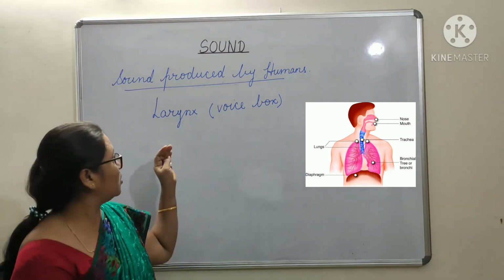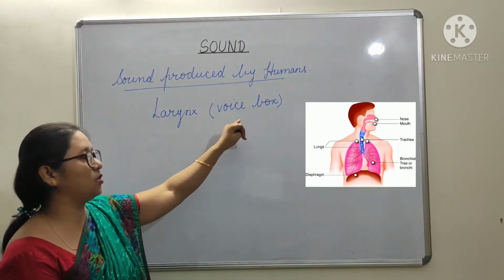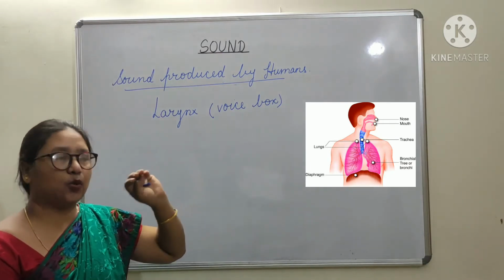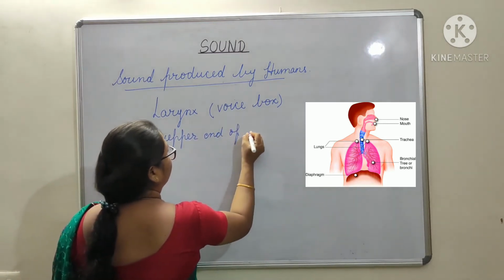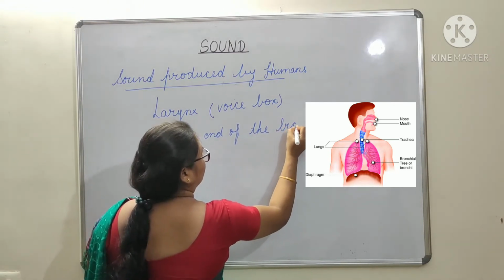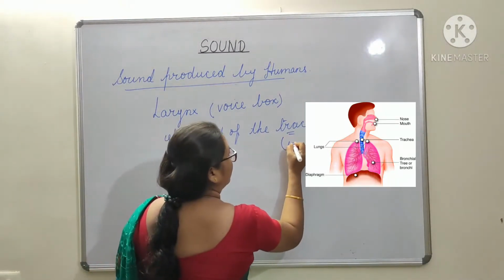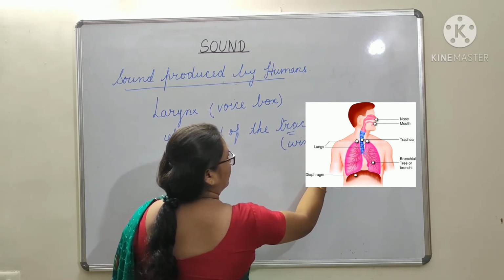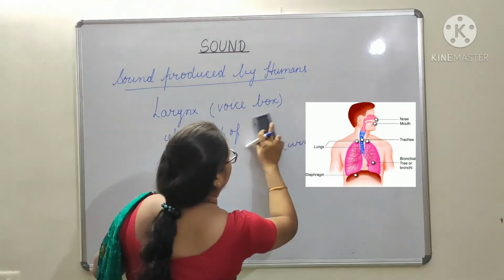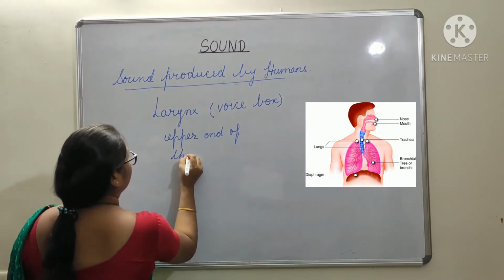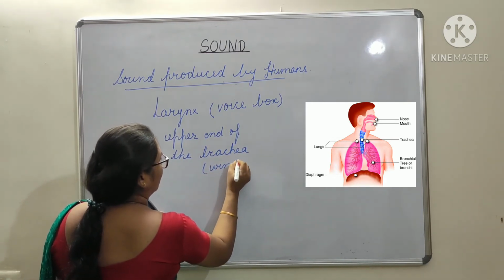Now, let's focus on this part, larynx. We know larynx is also known as voice box. Now, this larynx is located at the upper end of the trachea. What is trachea? Trachea is nothing but windpipe. So I'll just erase it here. The upper end of the trachea, and this trachea is nothing but windpipe.